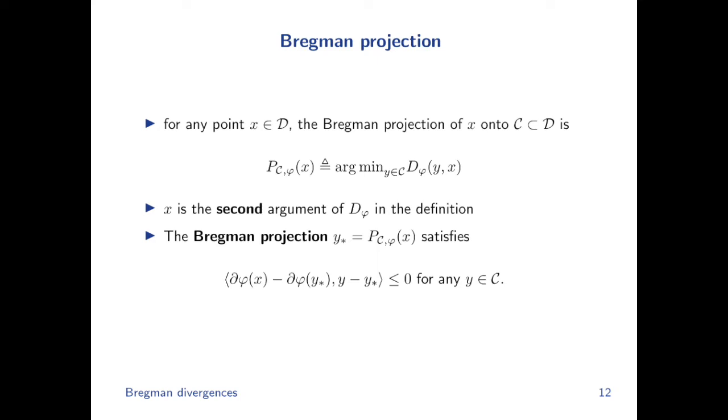Okay. The key here again is that the point that you're projecting, so not the projection, the point that you are starting with, is going to go in the second argument of the Bregman divergence in the optimization problem that is defining the Bregman projection.